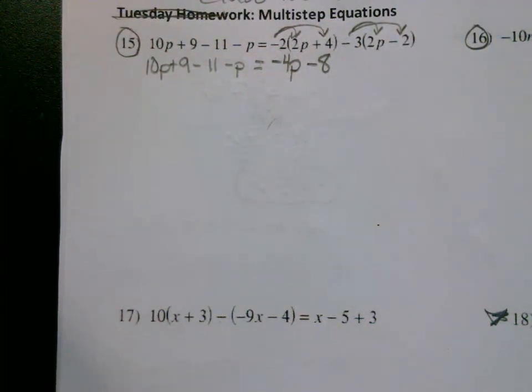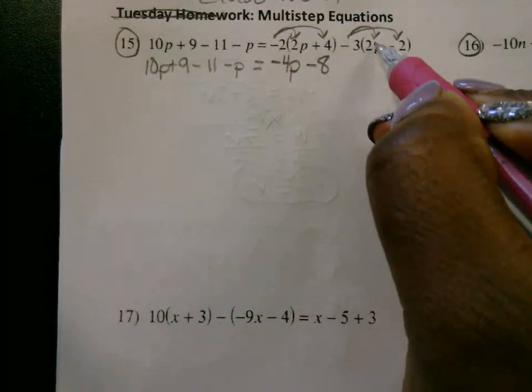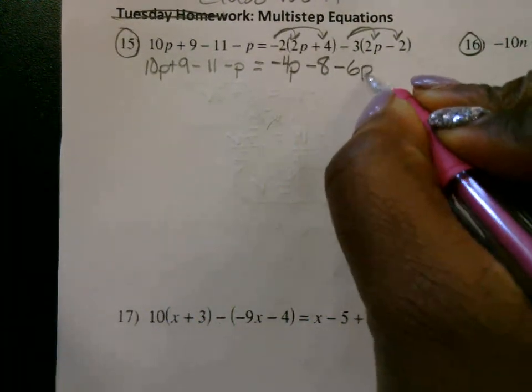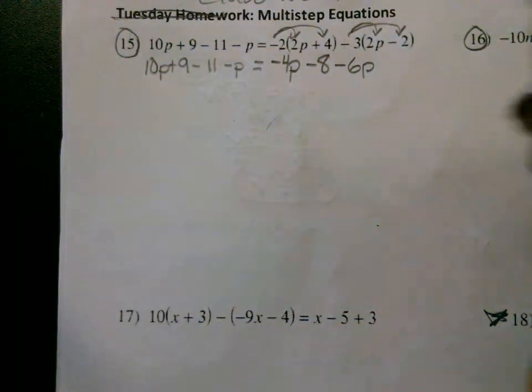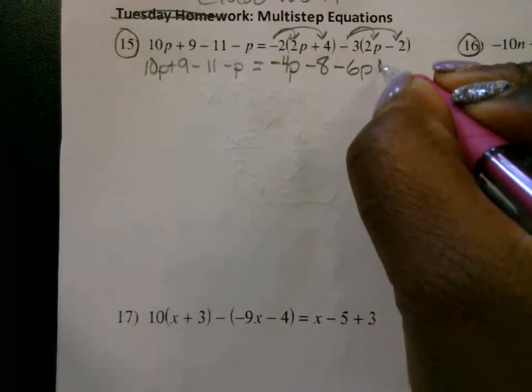Now we're going to do distributive property here, okay? What's -3 times a +2p? -6 what? P. What's -3 times a -2? -6. +6. That's okay. +6.